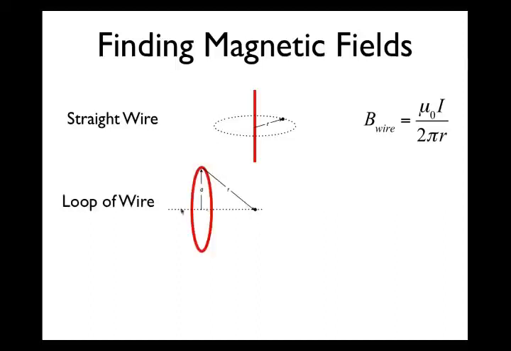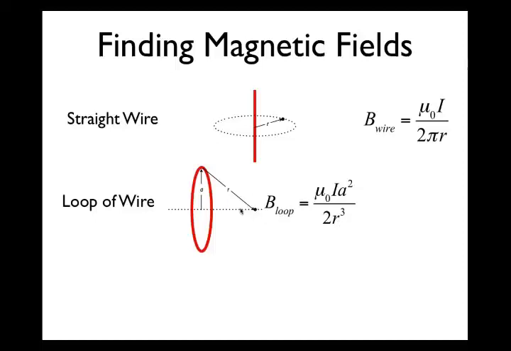If you have a loop of wire and you're at some point along an axis that passes through the middle of that loop, here the radius of the loop is abbreviated A, and the distance you are away from a point on that loop is given the symbol R. We find that the magnetic field due to that loop is equal to the constant, mu0 again, times the current traveling in that loop, times A squared over 2R cubed.